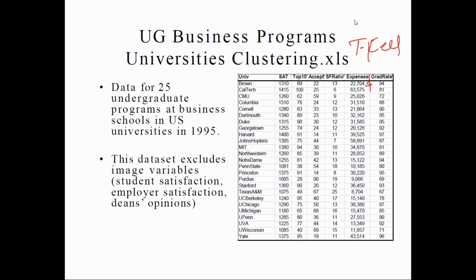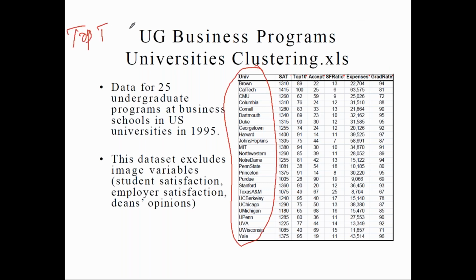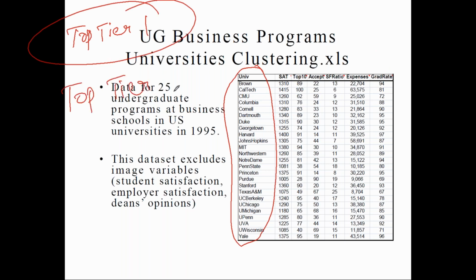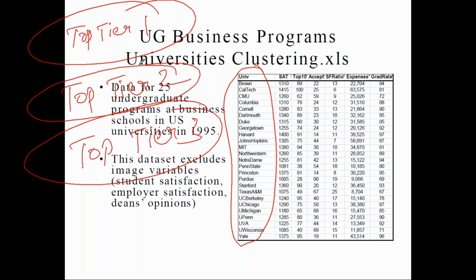Brown University graduation rate is 94%. Caltech University graduation rate is 81%. Like this, you are going to have the data. Out of these 25 universities, you need to classify them as top tier 1 universities, one group, top tier 2 universities, top tier 3 universities. Getting my point? So you need to form 3 different clusters.